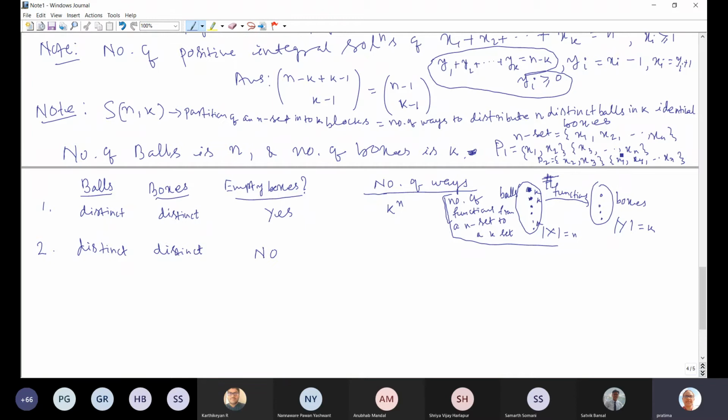Therefore, here in this S(n,k), we are actually distributing n distinct balls. And the blocks, the boxes, are identical. So this partition that we get actually, that partition is here.